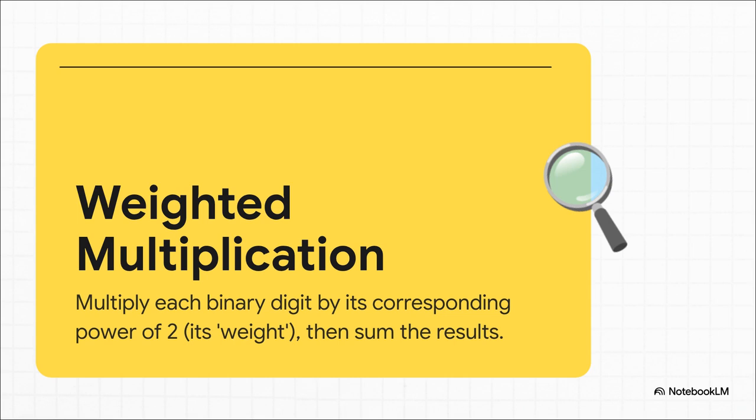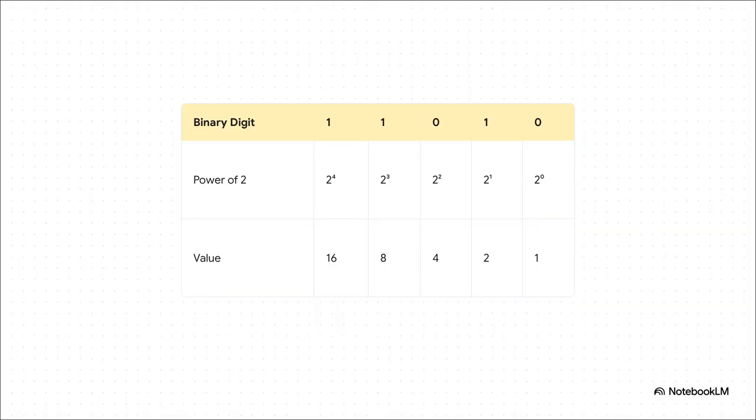We can totally ignore the zeros. So for our number 11010, let's map it out. We always start from the right. That first spot is worth 1. The next spot is worth double that, so 2. Then double it again for 4, then 8, and finally 16. See the pattern? Each place is just double the one before it.